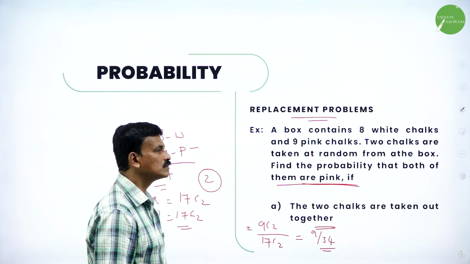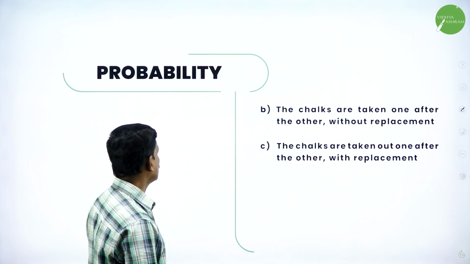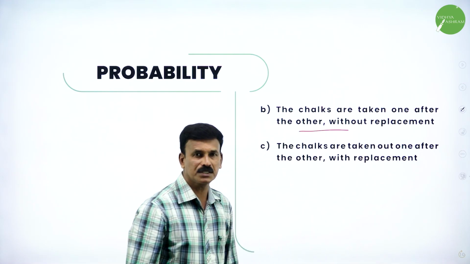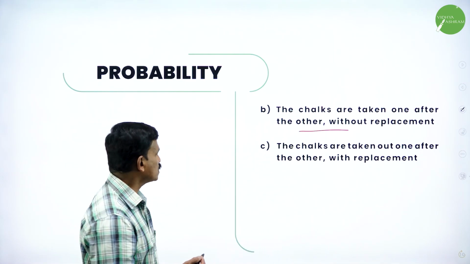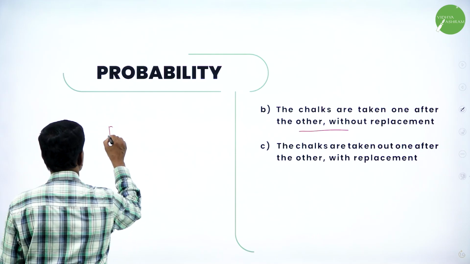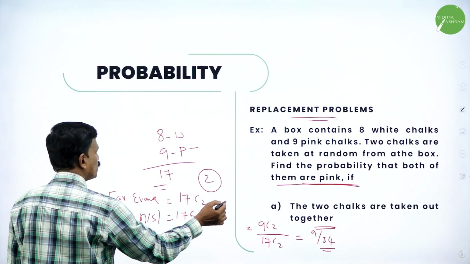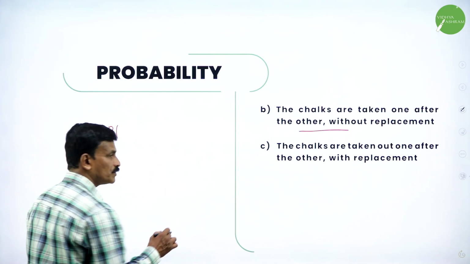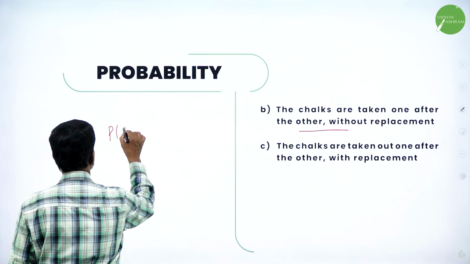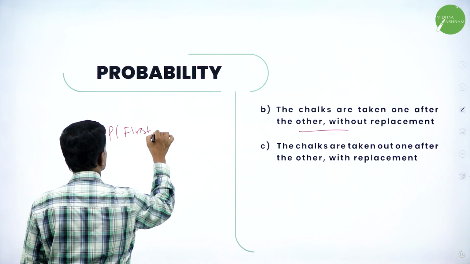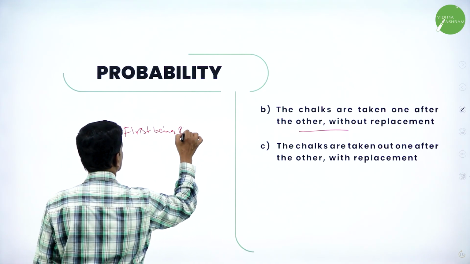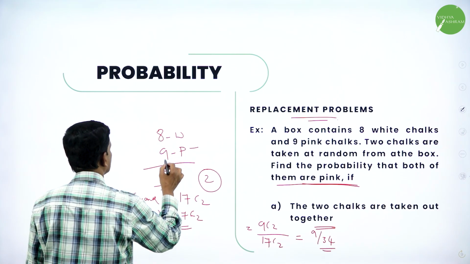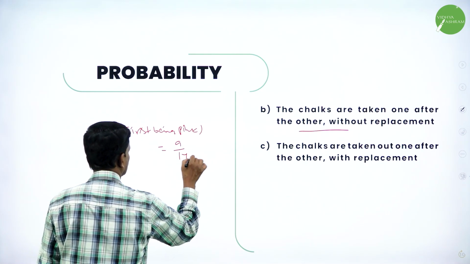Now move on to the next one. Second, the chalks are taken one after the other without replacement. Now chalks are taken. So first chalk, let us call the probability of getting a pink. Now write down the probability of the first chalk. First being pink is equal to how many are there? So 9 divided by 17.